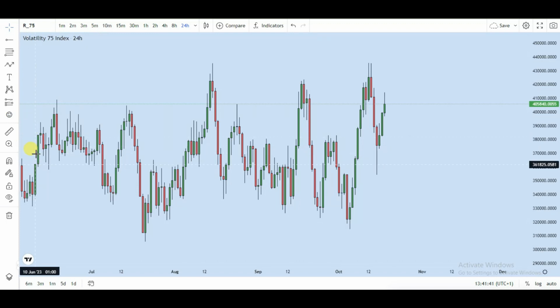Now what do you see? Price rallies. What did it do? This high in here was taken. We assume that this is a high. It's a high in here. It has been taken, and then price is reversing.